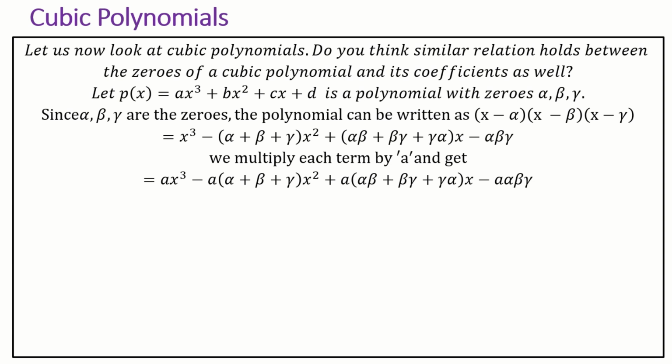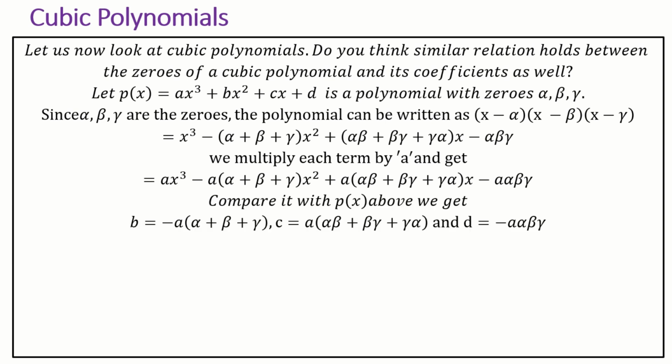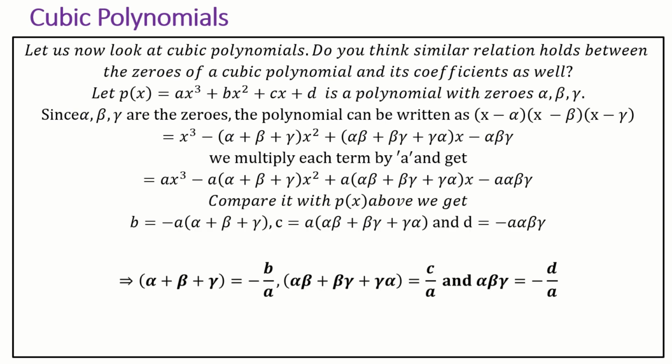Now you relate, what is the relationship? Alpha plus beta plus gamma into minus a equal to b, right? So alpha plus beta plus gamma equal to minus b by a. Then alpha beta plus beta gamma plus gamma alpha equal to c by a. And then alpha beta gamma equal to minus d by a. Okay? So this is how we can derive it.